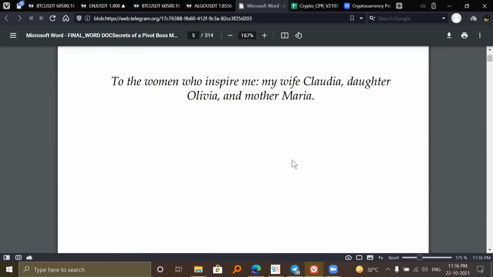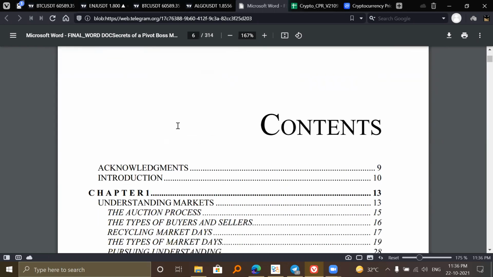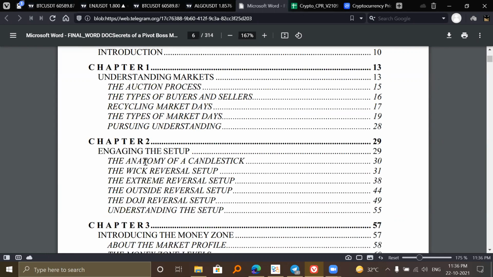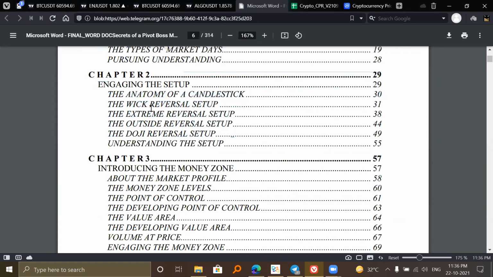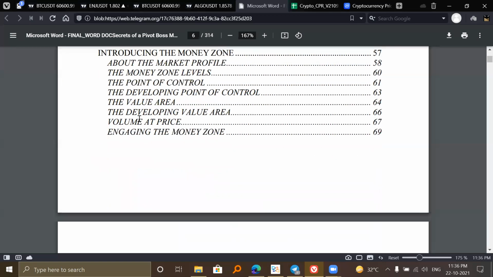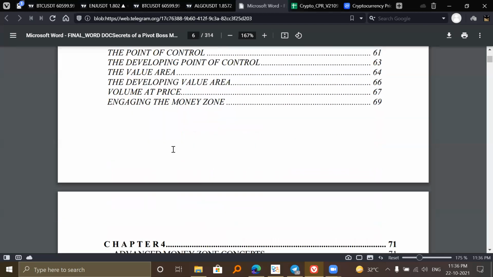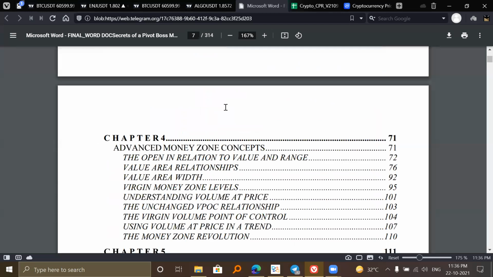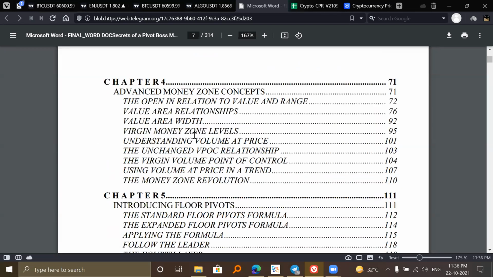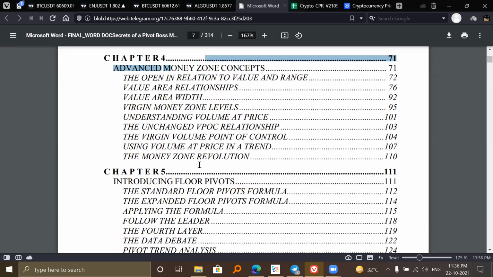Let me just go to the contents. Understanding markets, auction market theory, engaging the setups. These all are the setups, actual candlestick patterns you have to work on the chart. And these all are the introduction to money zones. Then comes the relationship of actual pivots, which is the advanced money zone concept. Then comes the floor pivots.